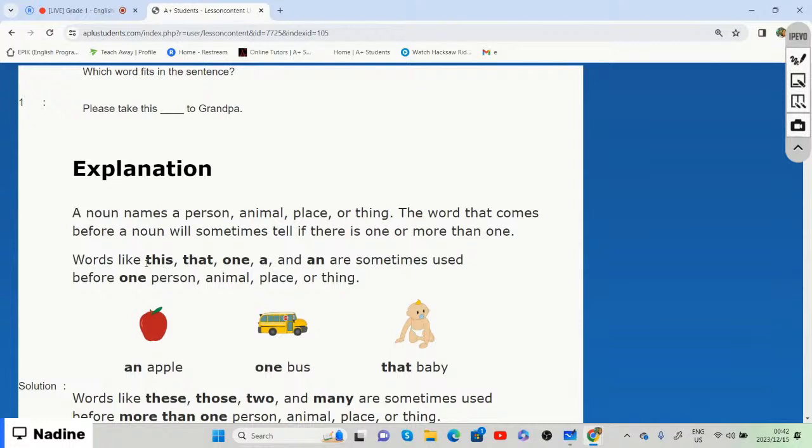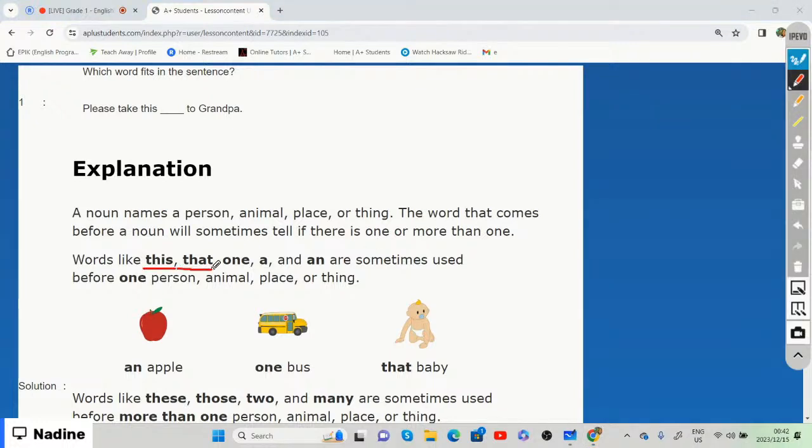And words like this, that, one, a, and an are sometimes used before one person, one animal, one place or thing. So it means that it is being used before a singular noun, referring to either one person, one animal, one place, or one thing.